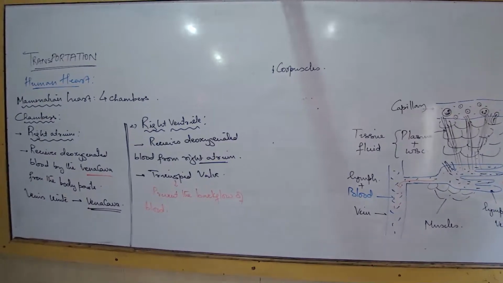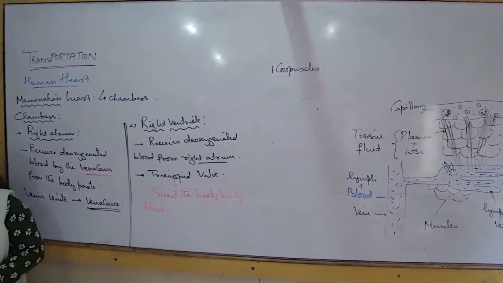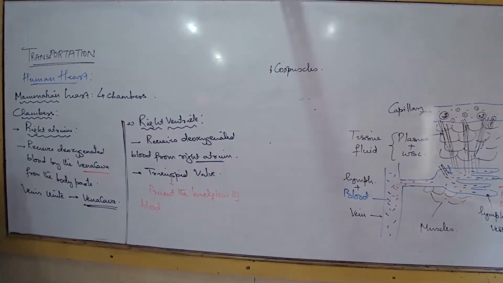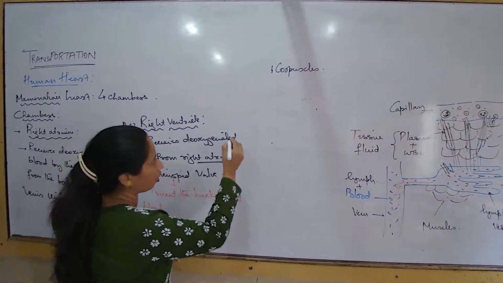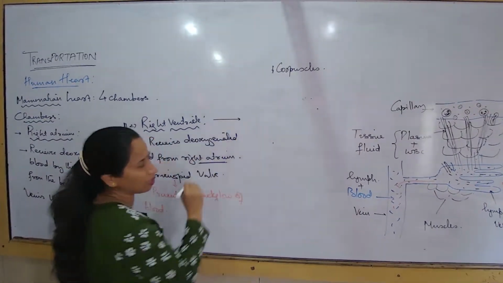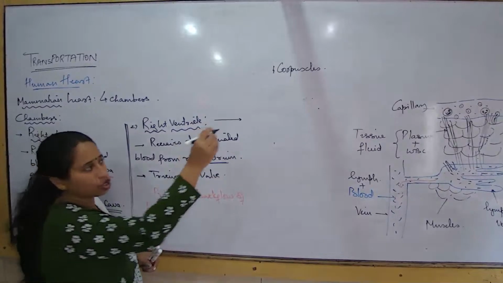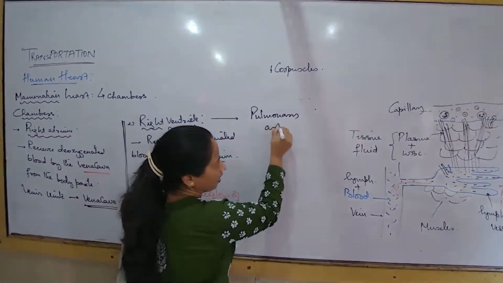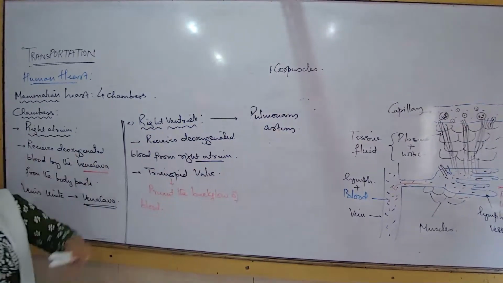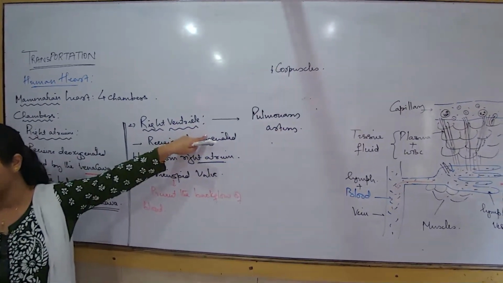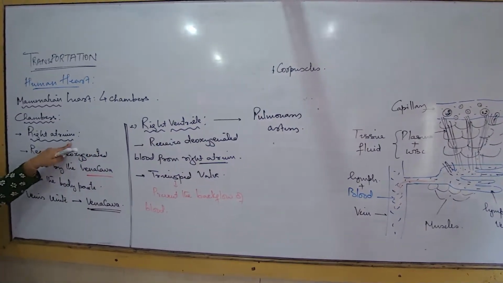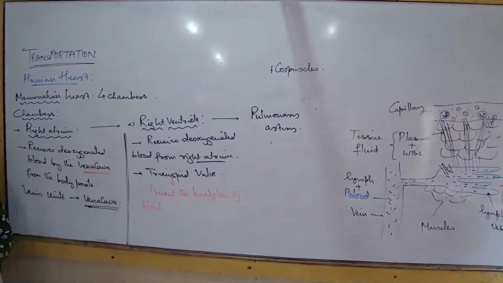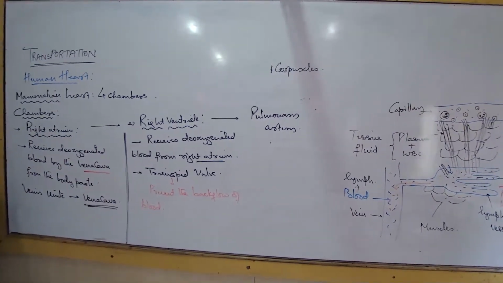After a particular period of time, the right ventricle cannot accommodate any more blood and will start contracting. Now that the right ventricle starts contracting, where will the blood flow? The blood will flow into the pulmonary artery. So the blood flows from the right auricle to the right ventricle, and now from the right ventricle to the pulmonary artery.